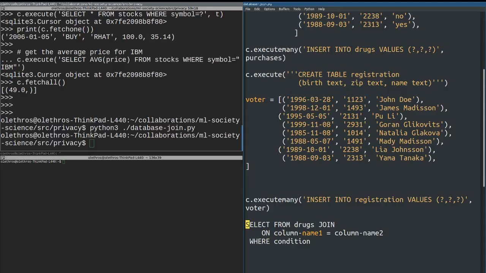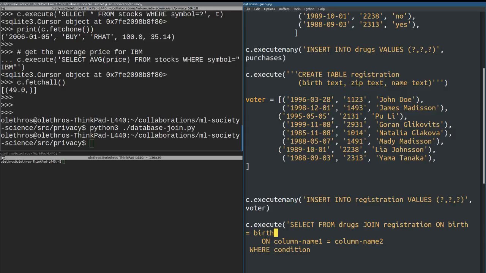I have to put this in an execute thing, and then join registration, right? And then there is a thing that we want to measure. In this particular case, birth is equal to birth, right? I think it should work. Let's try it.